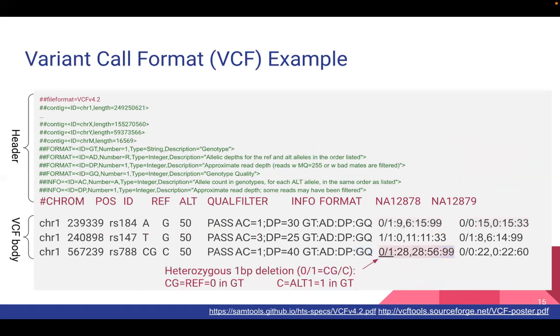Next slide. The last tidbit I wanted to touch on in this example is the third variant here at the bottom right, a 1 base pair deletion of a G. The reference base before it is included to help denote the location. Insertions are often documented in a similar form. Next slide.